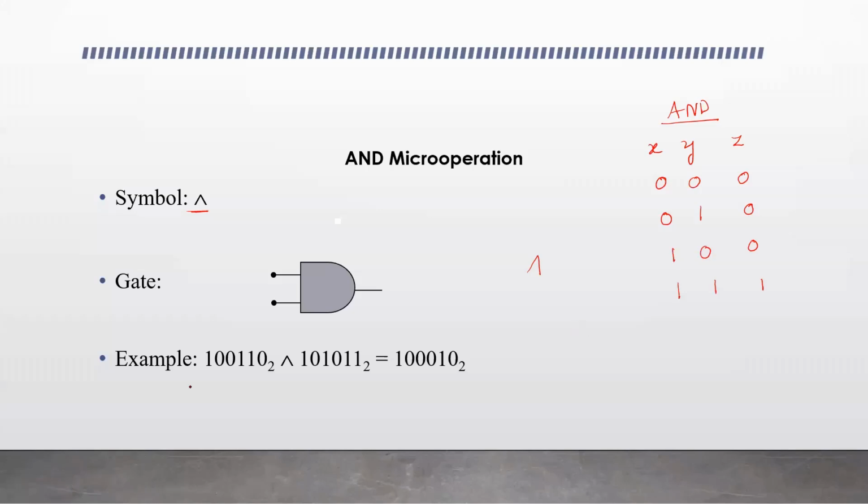So the result of this operation, as given in the example: 1 0 0 1 1 0 and 6 bits 1 0 1 0 1 1. If you perform AND here, 1 and 0 becomes 0, 1 and 1 is 1, 1 and 0 is 0, 1 and 0 is 0, 0 and 0 is 0, 1 and 1 is 1, okay. So the result is 1, three zeros, 1, 0. This is AND, okay. You need to remember the symbols used, okay. For the AND micro operation, the symbol used is this.